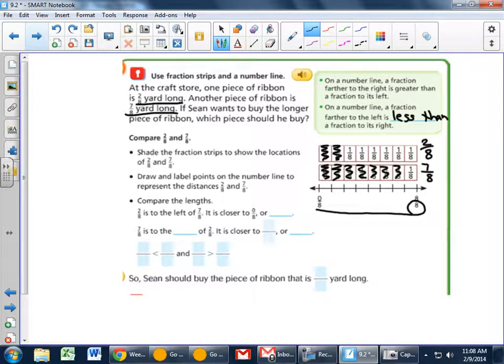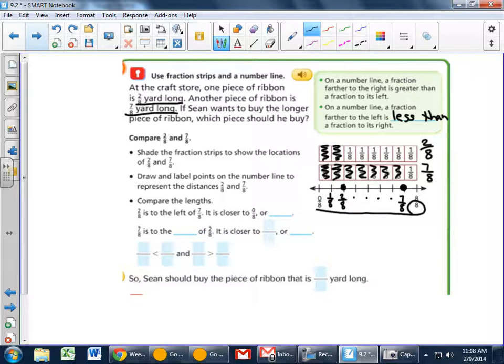Now it wants us to locate these two fractions on that number line. So this is 0/8, so this would be 1/8. So this would be 2/8, so that's where one of our points needs to be. 3/8, 4/8, 5/8, 6/8, 7/8. Here's where that fraction would be. And then you're just going to compare.